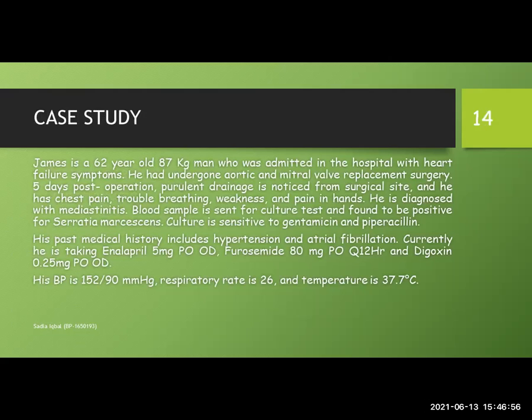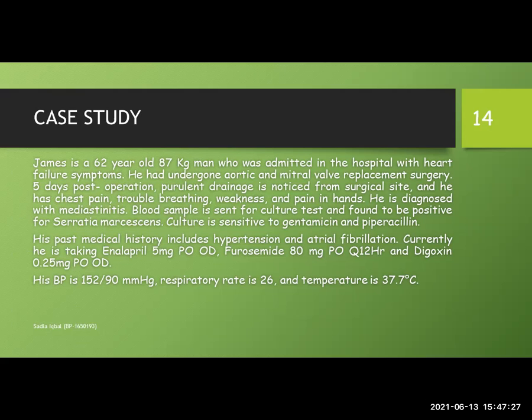Now we will discuss one case related to our drug, gentamicin. James is a 62-year-old, 87 kg man who was admitted to the hospital with heart failure symptoms. He had undergone aortic and mitral valve replacement surgery. 5 days post-operation, purulent drainage is noticed from the surgical site, and he has chest pain, trouble breathing, weakness, and pain in hands. He is diagnosed with mediastinitis, and a blood sample is sent for culture and found to be positive for Serratia marcescens.